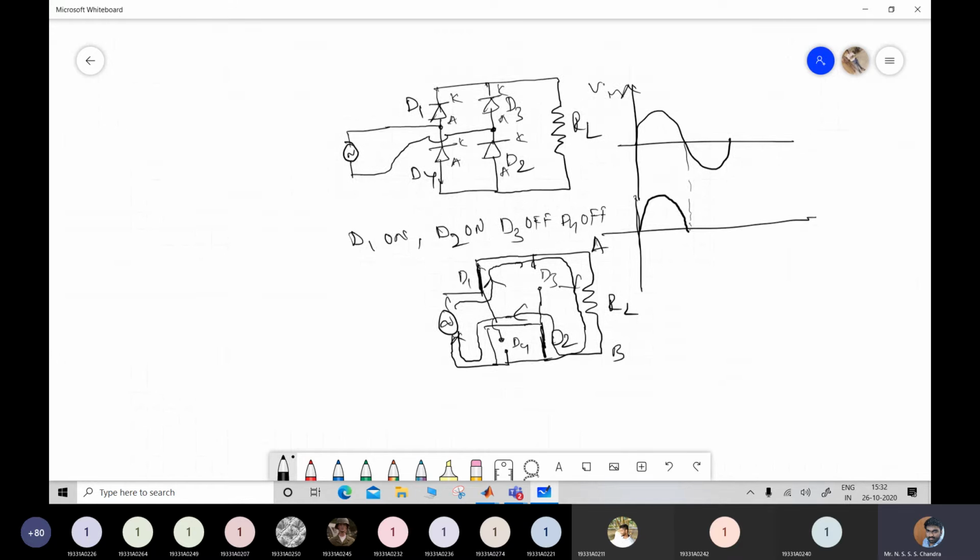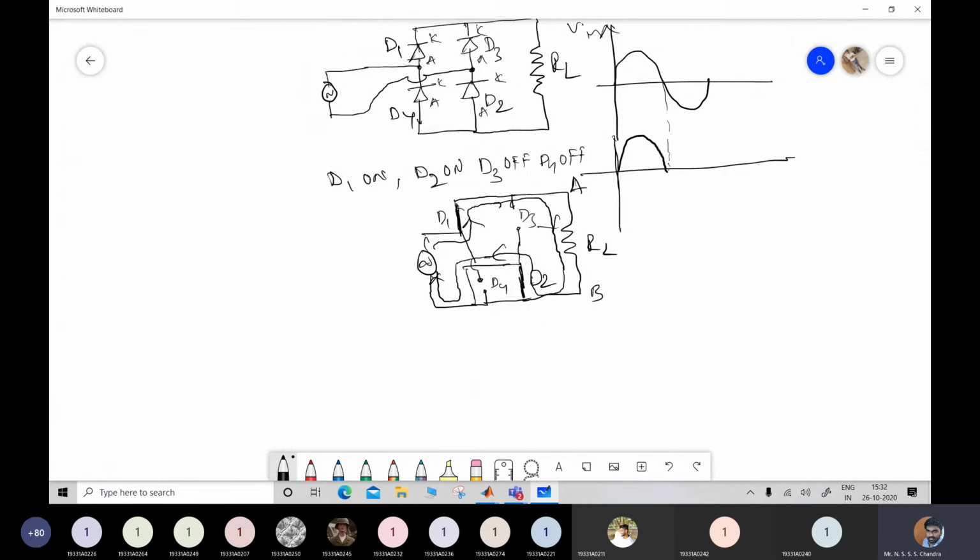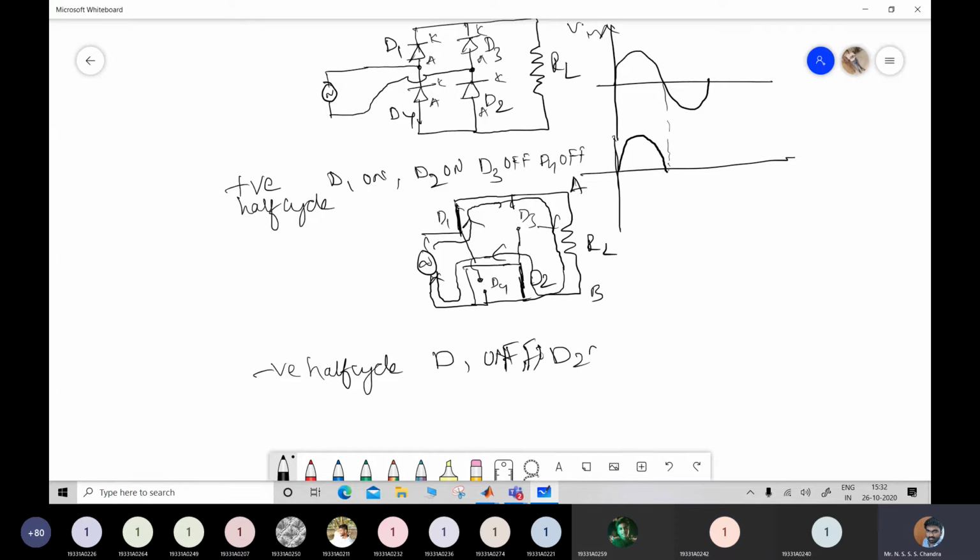Now if you consider the negative half cycle, which diodes will be on, which diodes will be off? Can anyone respond? D1 and D2 will be reverse biased. D1 will be off, D2 will be off, whereas D3 and D4 will be forward biased.